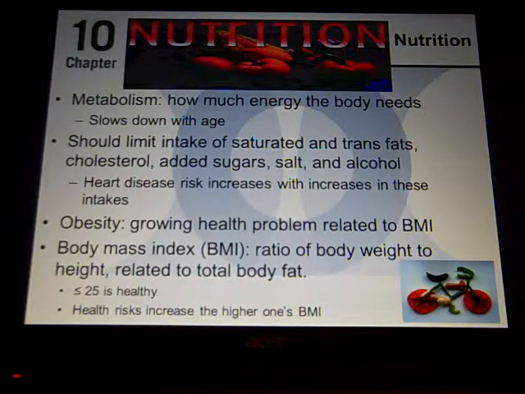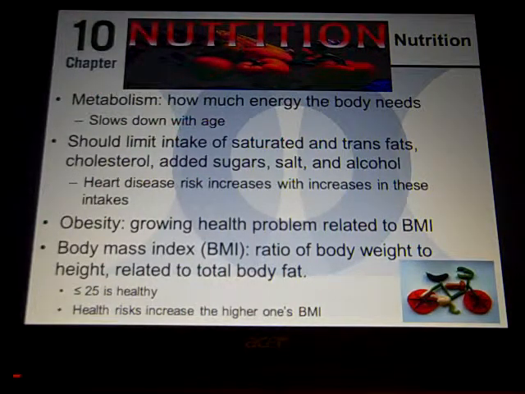Metabolism is how much energy the body needs, and metabolism slows down with age. We should be limiting the intake of saturated and trans fats, cholesterols, added sugars, salt, and alcohol. Heart disease risk increases with increases in these intakes. Obesity obviously is a problem in this country, in this state, in this school district, and it's a growing problem.